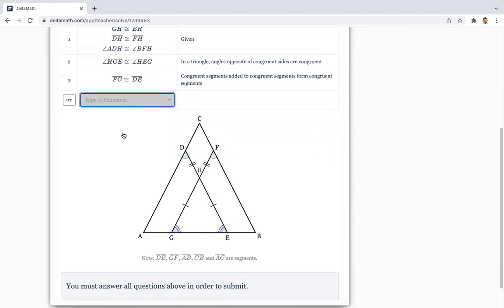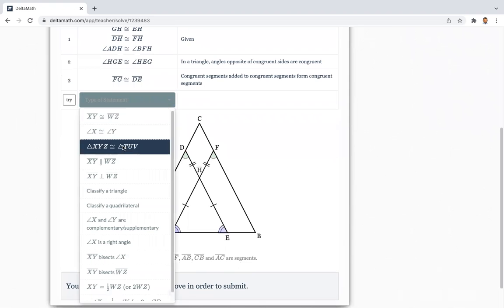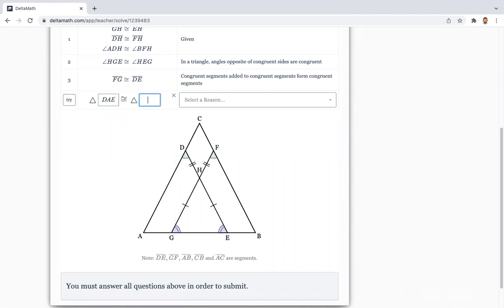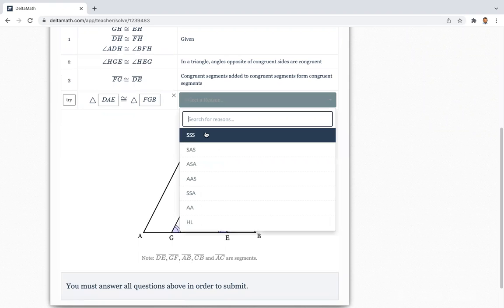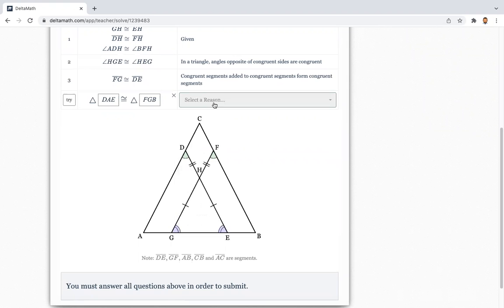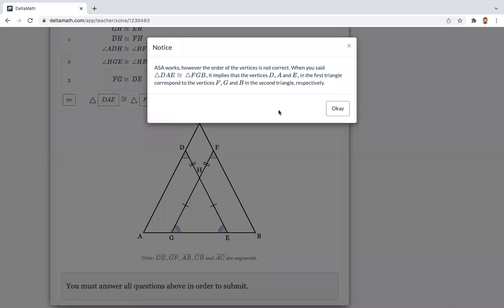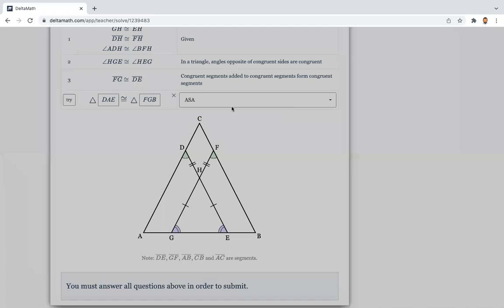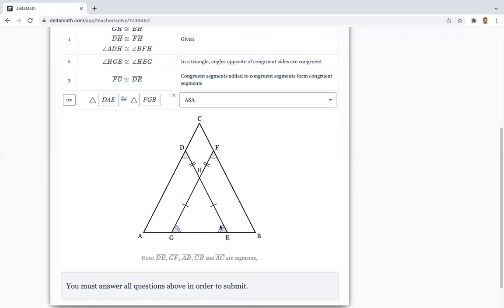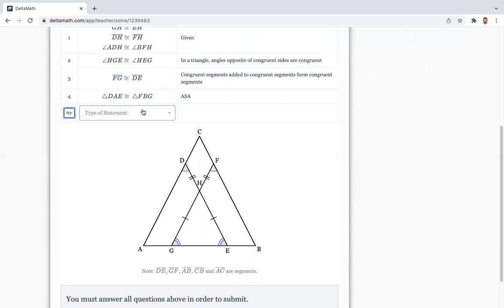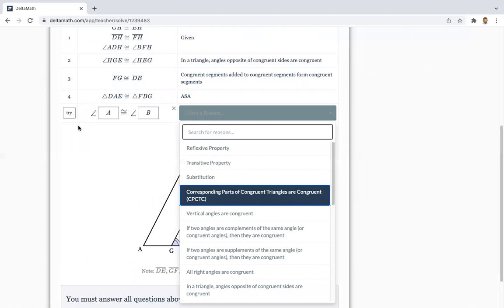Then I should be able to say that those two overlapping triangles are congruent, DAE and FBG. Will reject me if I'm wrong. What is our reason? Angle side angle. Doesn't like it. ASA works, order the vertices. DAE, oh, FBG. Thanks, correct. Then angle A is congruent to angle B by CPCTC.